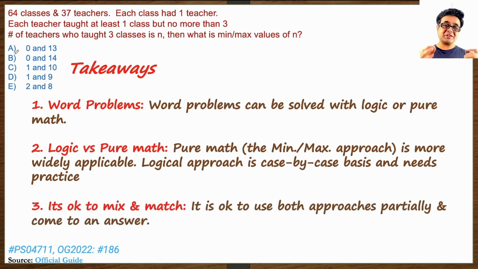And finally, it is absolutely okay to do a mix and match. Just make sure your assumptions are right. You could start with a logical approach, translate that into a mathematical approach and solve the question. Just make sure that you're not making any mistake when translating from the logical approach to the mathematical approach or vice versa. And the most important takeaway here is it does not matter which approach you choose as long as you get the right answer.